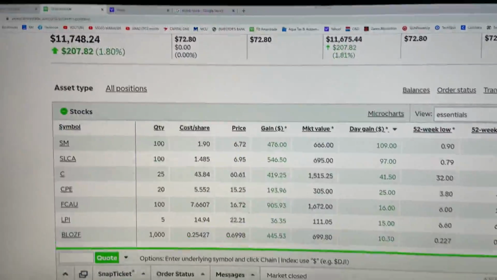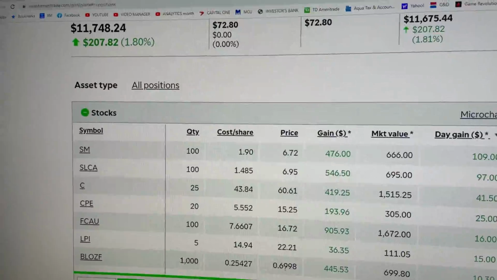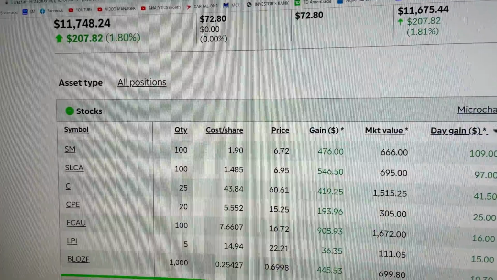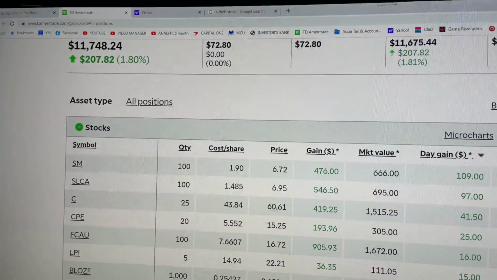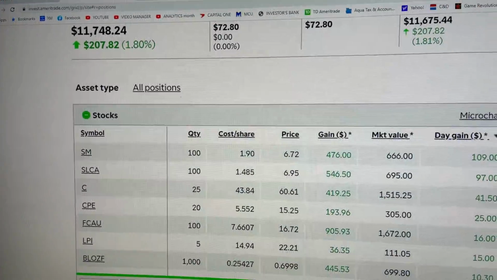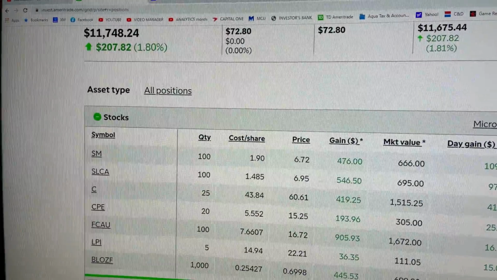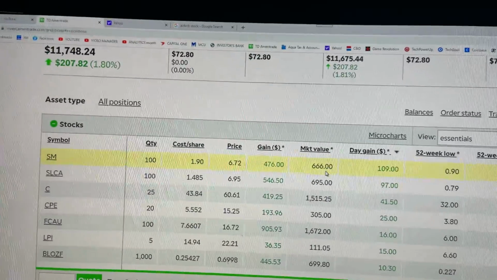Okay, so for the follow account today, the Dow ended slightly below 30,000. And even though the Dow was down, I gained $207 today, bringing me to 11,748.